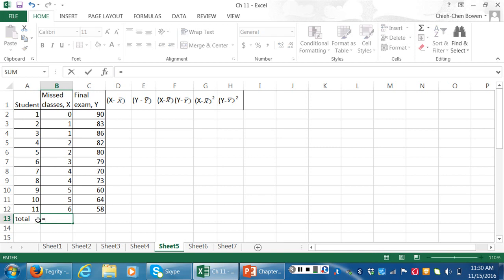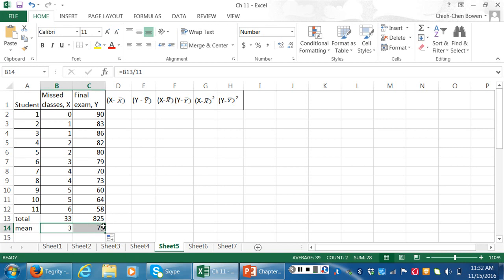Let's go through the process. First, you add the total sum of all the x's, and then you can figure out the mean of your x using the total divided by 11 because you have 11 students. Now you need to do the same thing with y, and because it's the same thing, the secret of Excel, when you do the same operation, you can just drag and copy. And see, 825 is the total of all the final exam scores for the 11 students, and you need to divide it by 11, and that's the same operation as you did previously. So the average final exam score is 75.